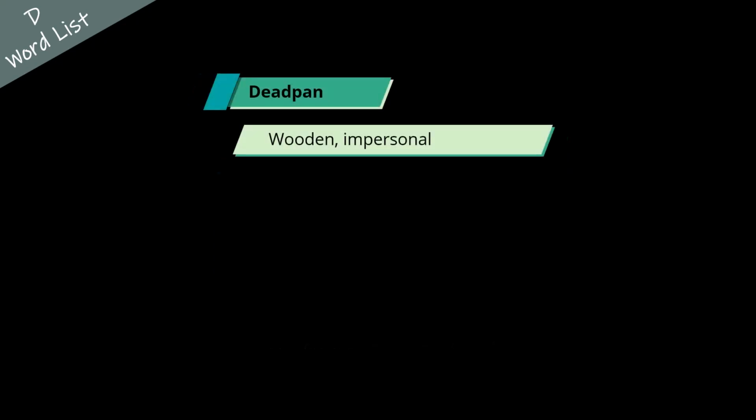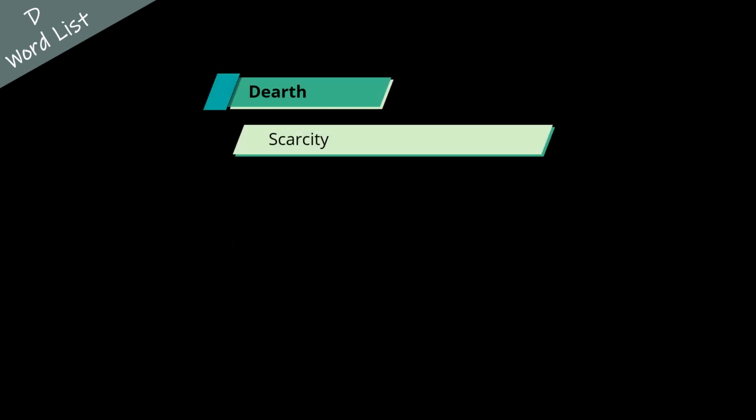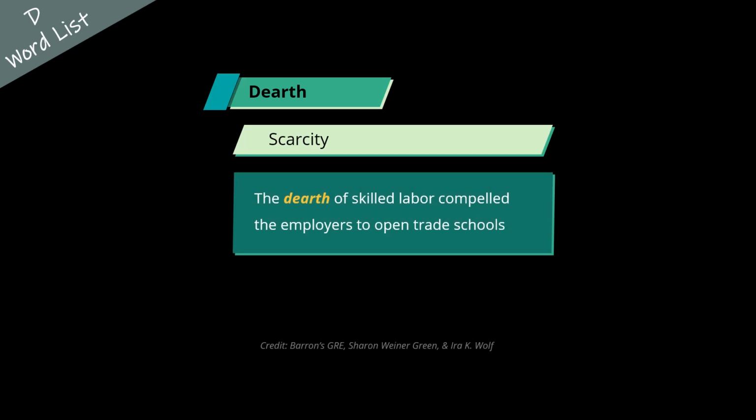Deadpan means wooden, impersonal. For example, we wanted to see how long he could maintain his deadpan expression. Dearth means scarcity. For example, the dearth of skilled labor compelled the employers to open trade schools.